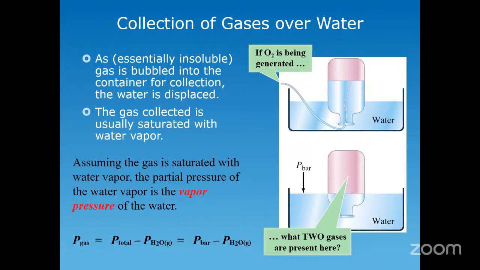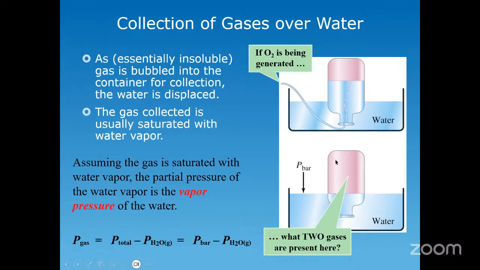So you would not use this to collect something like ammonia or hydrogen chloride. You would use this for example for oxygen, nitrogen, or some of the hydrocarbon gases like methane, propane, and so on. Just to remind you, basically this is the equation that you use to calculate the pressure of the gas that is collected here.